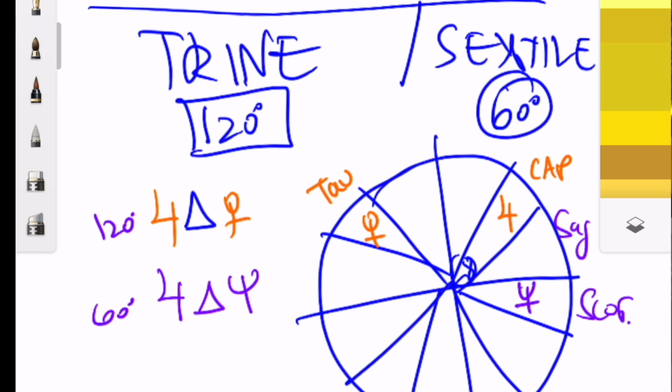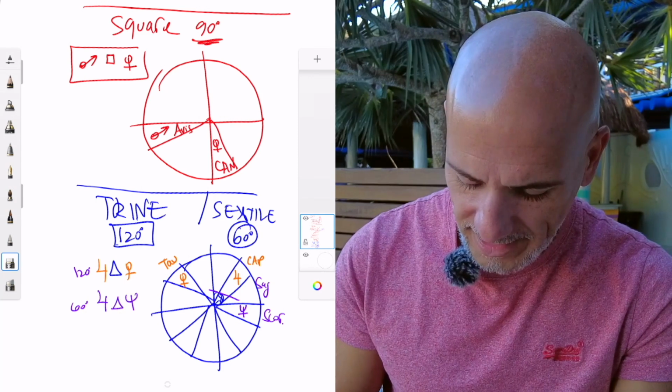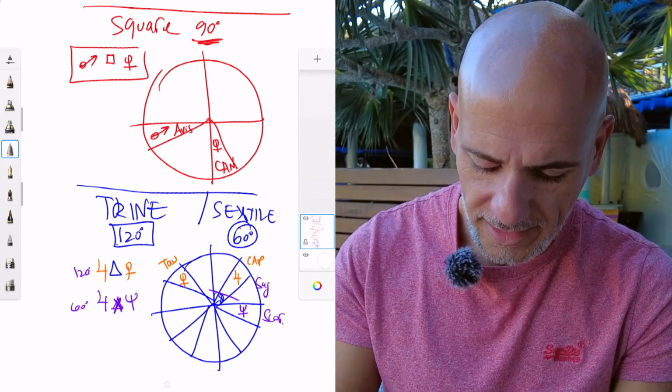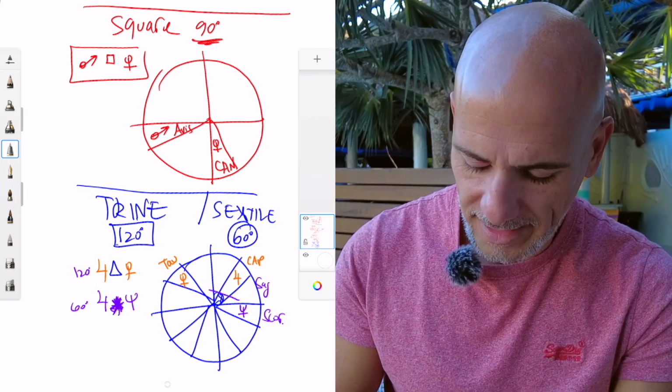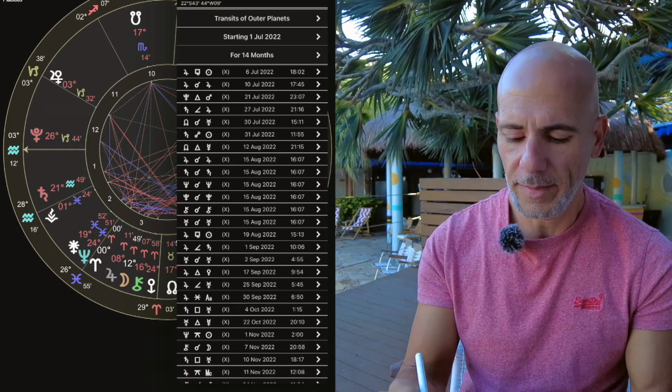Water and earth are not the same element, but they are both feminine energy. Capricorn is feminine and Scorpio is feminine. The trine is a better harmony relationship because they are from the same quality and both the same sex. They are feminine in this case. Sorry, this is not a trine. The sextile we are going to write differently. We're going to write it like a star, like this. I'm going to show you how it's going to look in the application.